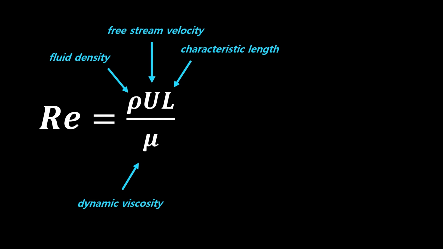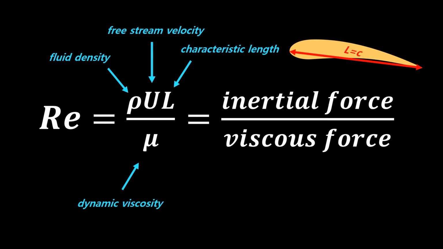And to save you some confusion, characteristic length is defined differently for different objects. For an airfoil, which is what we're interested in, the characteristic length is just the chord length. So that's the definition of the Reynolds number, and you're probably taught that physically, this represents the ratio between the inertial force and the viscous force.